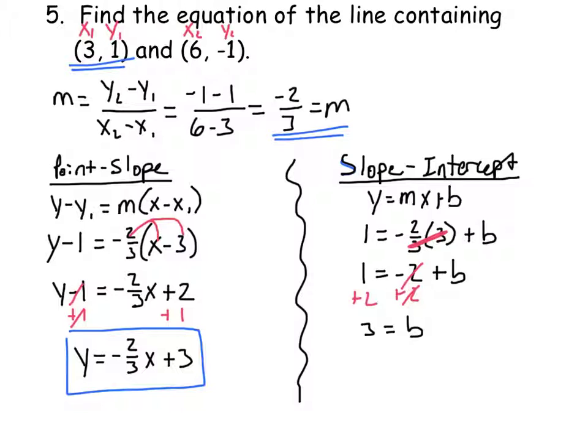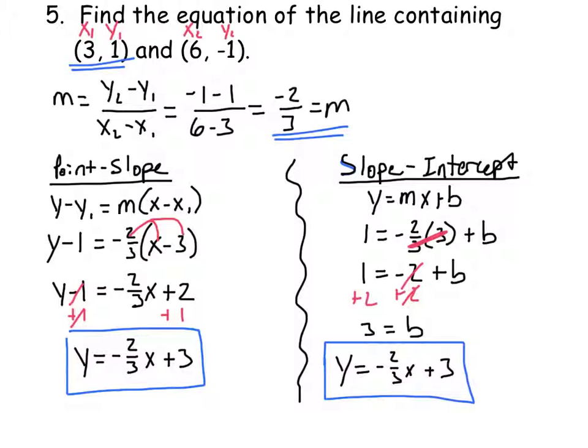So we now know our y-intercept is 3 and our slope is -2/3. We can write the equation of our line in slope-intercept form: y equals -2/3 x plus 3. It does not matter which way you solve this, point-slope or slope-intercept. It gets you the same answer. You work whichever way you feel most comfortable. Okay? Questions?